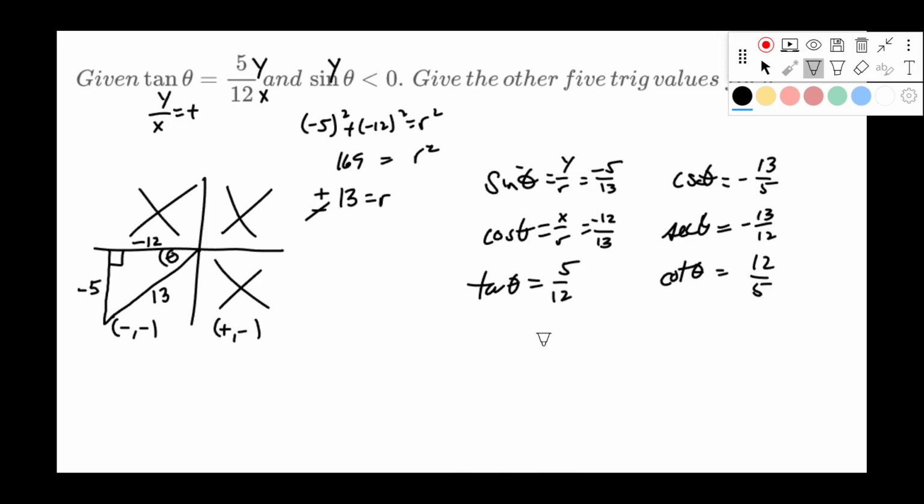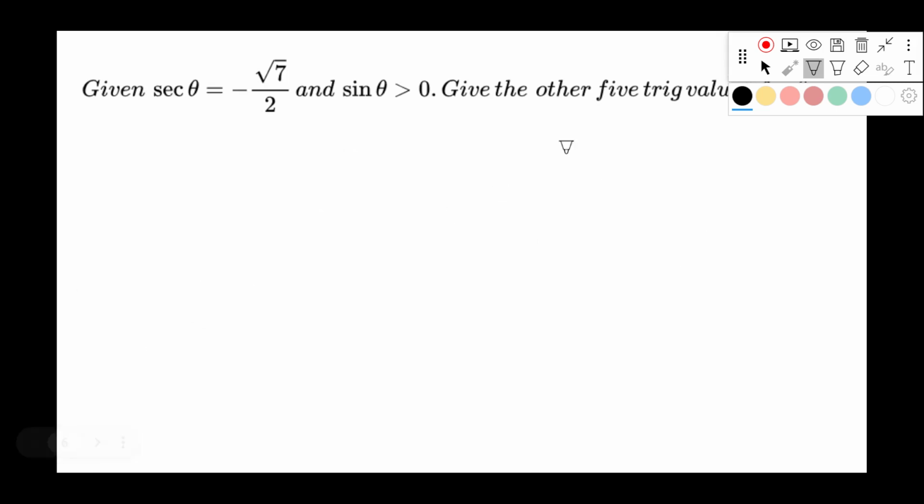Okay? So we're using what we just did in the last slide and what we did in the previous slide to come up with a new way to build a triangle. So you're now figuring out where the triangle actually belongs. Here we go. Given the secant is negative root 7 over 2 and sine is greater than 0, give the other 5 trig values for theta.